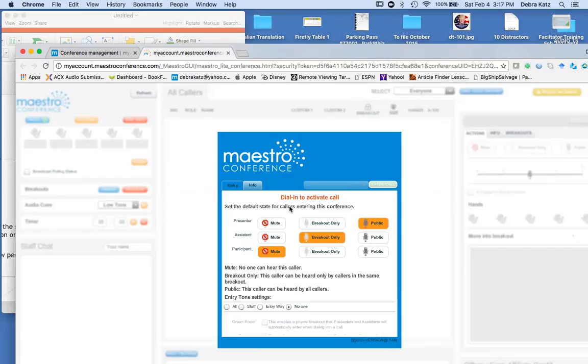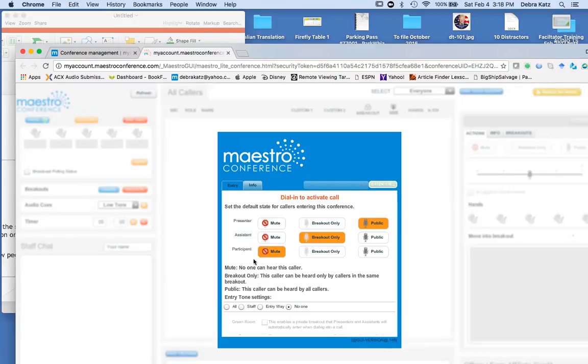Well, you can do this right here. Set the default state for callers entering this conference. Now, I want to explain a couple things here. The audio is everything because this is an audio call. And the settings, if you look here, we'll have your name as a presenter, which will allow you to, well, you're already allowed because you're in my account, but your name will show up as a presenter, but everyone else's will be a participant.